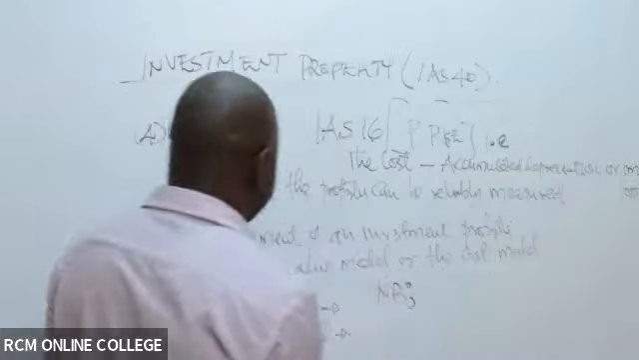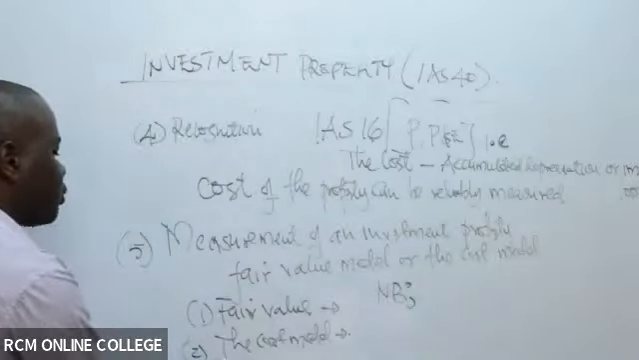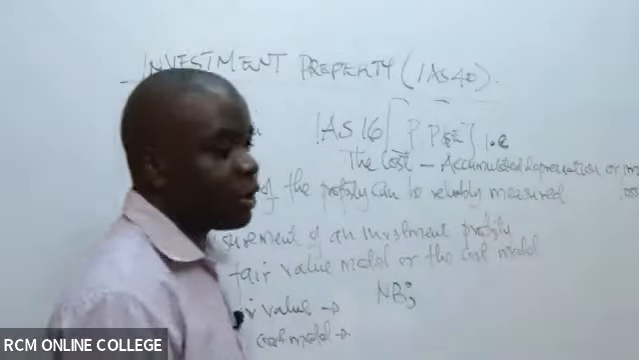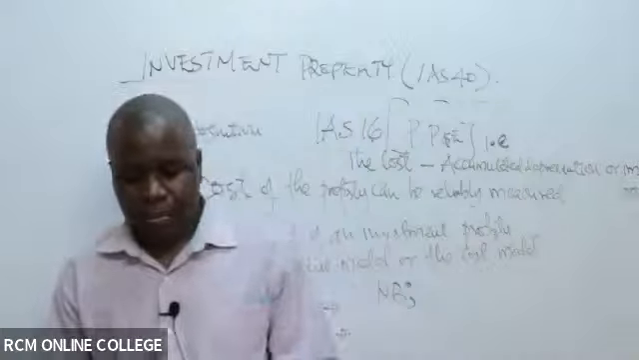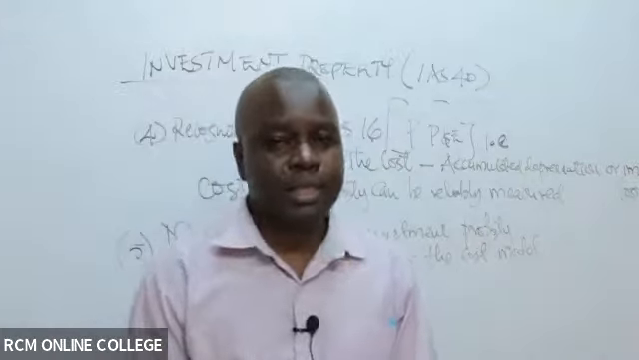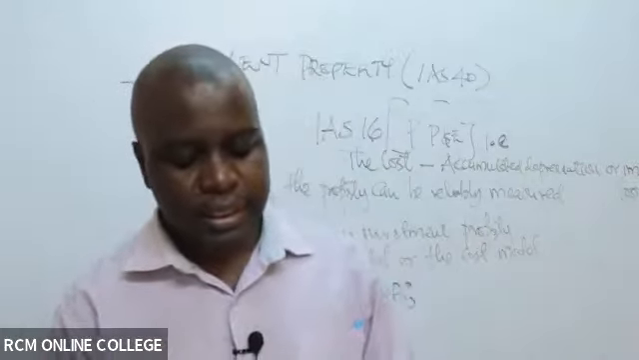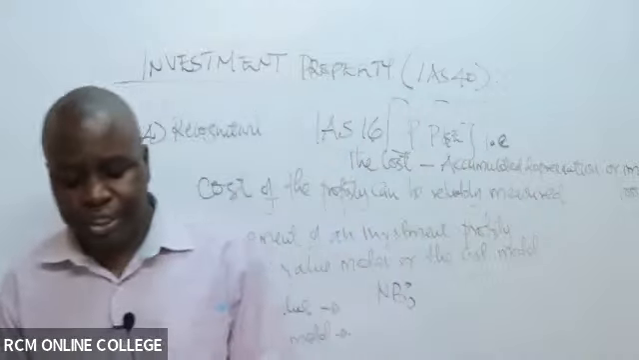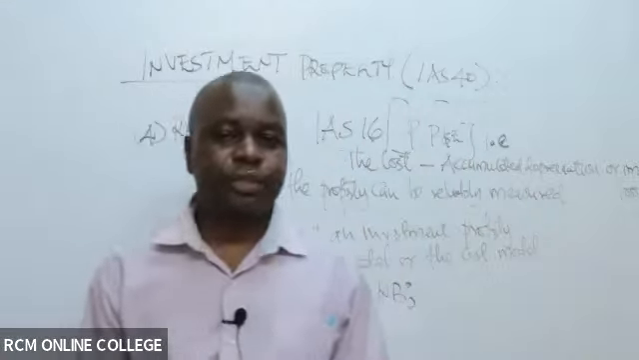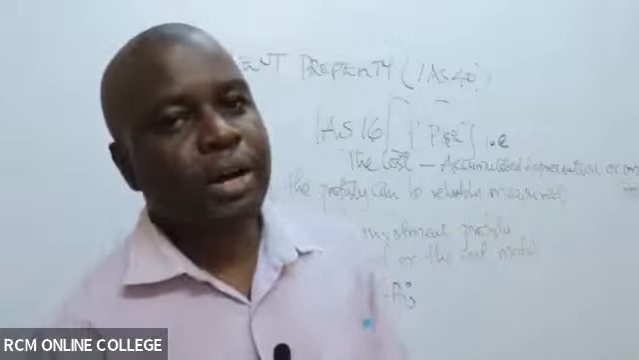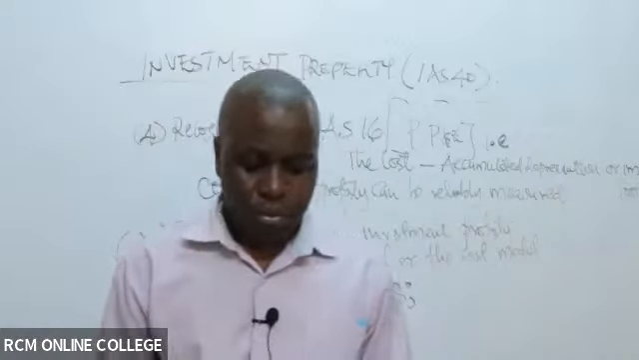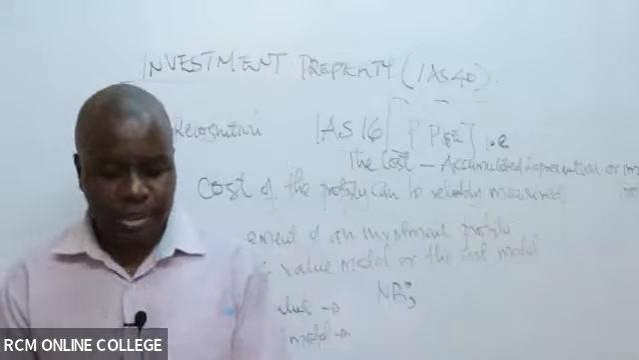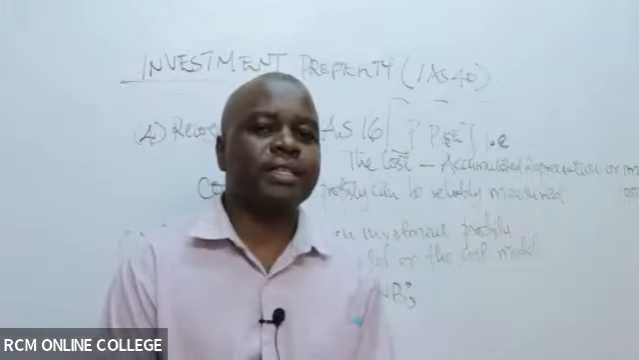Of course you've been able to see there are two ways, fair value, or you can use the cost model. So you can put an NB and indicate: an entity will adopt one method of valuation on all its investment properties.